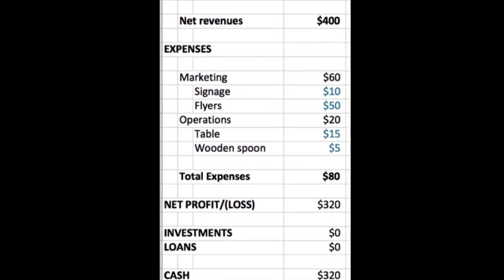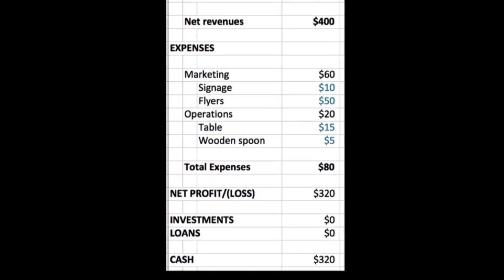Rather simple. So we don't need any investments because we've made money. It's a positive number. It's great. We don't need a loan. Again, it's a positive number. And so at the end of the month, we would have $320 in the bank if we ran this company.